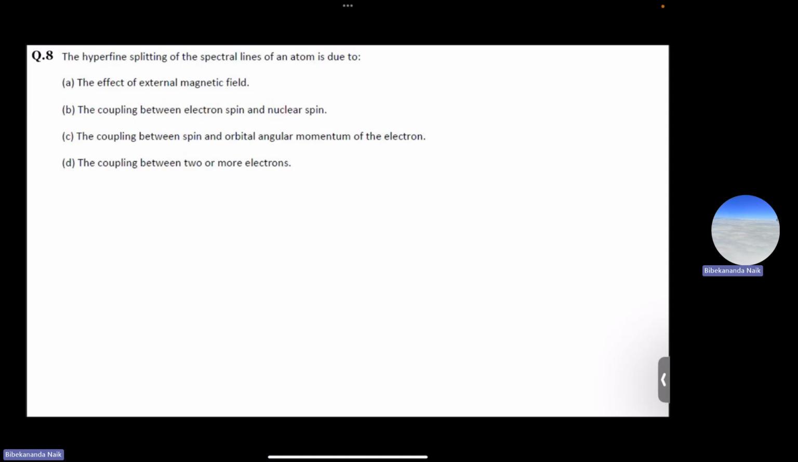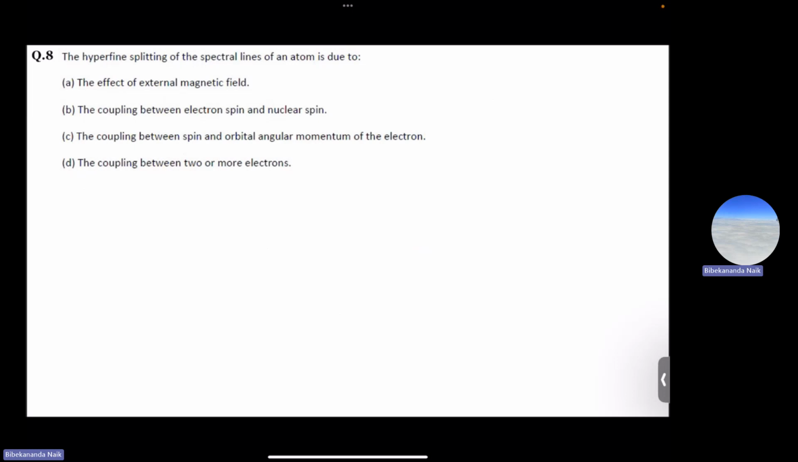So if we consider the question, it says the hyperfine splitting of the spectral line of an atom is due to: the effect of external magnetic field, the coupling between electron spin and nuclear spin, the coupling between spin and orbital angular momentum of the electron, or the coupling between two or more electrons. So now let's discuss each option in a detailed way.